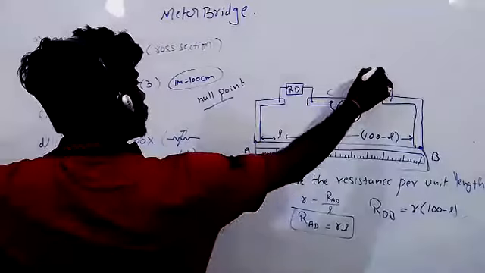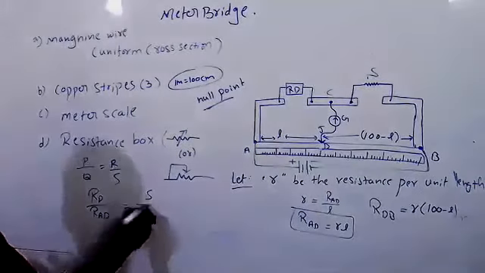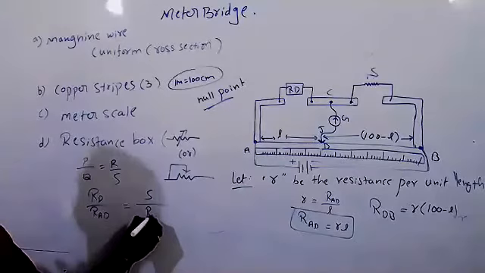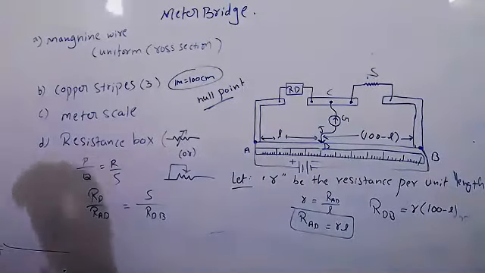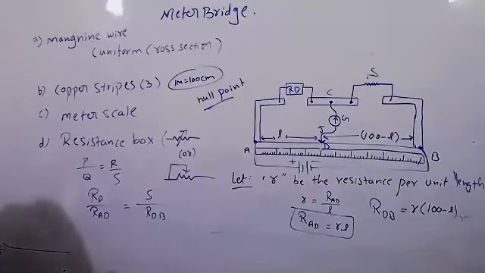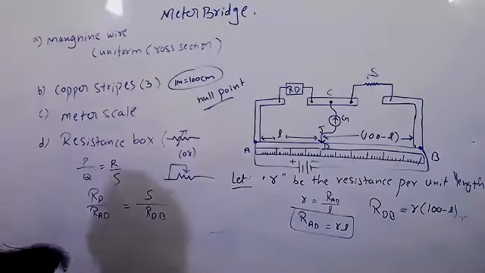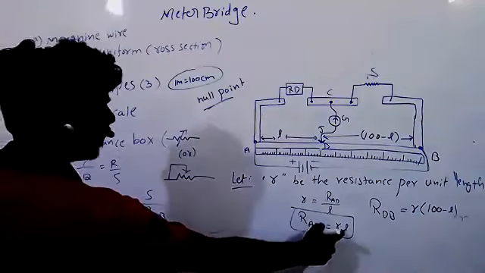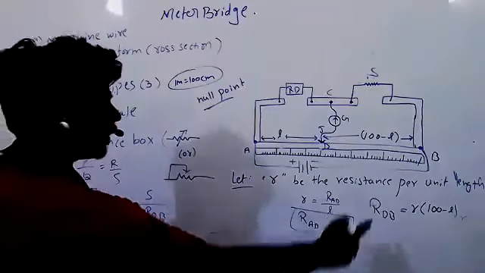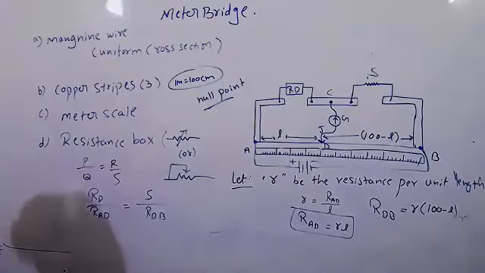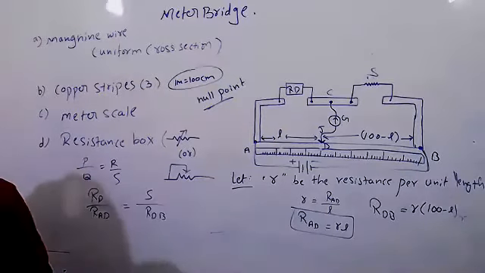Take this as S. S by R_DB. Small r is the resistance per unit length. So R_AD we know is r into L, and R_DB is r into (100 minus L). By using that, we can find out whatever they ask. Two questions I will give you. Try to solve them and let's see.